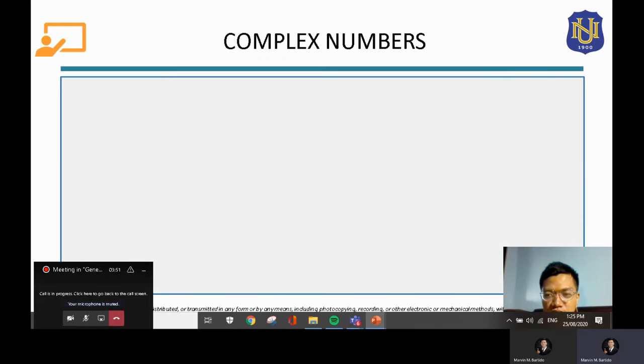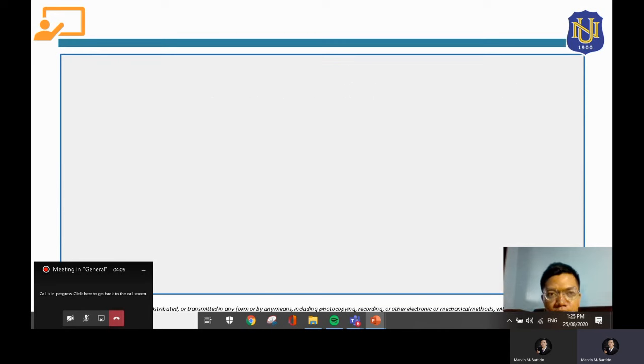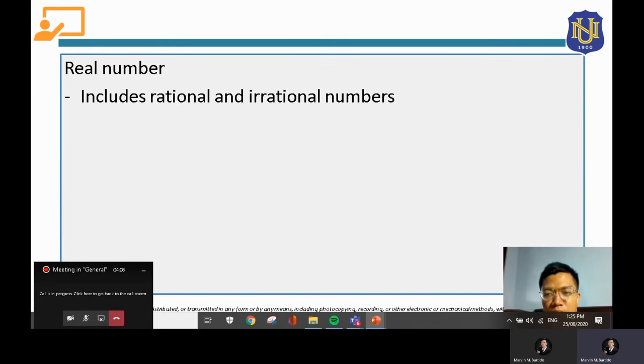So let's start. Let's first define what a complex number is. A complex number is a combination of a real number and an imaginary number. Let's also define what a real number is and what an imaginary number is. Real numbers include rational and irrational numbers. Any number that we can think of is actually a real number.